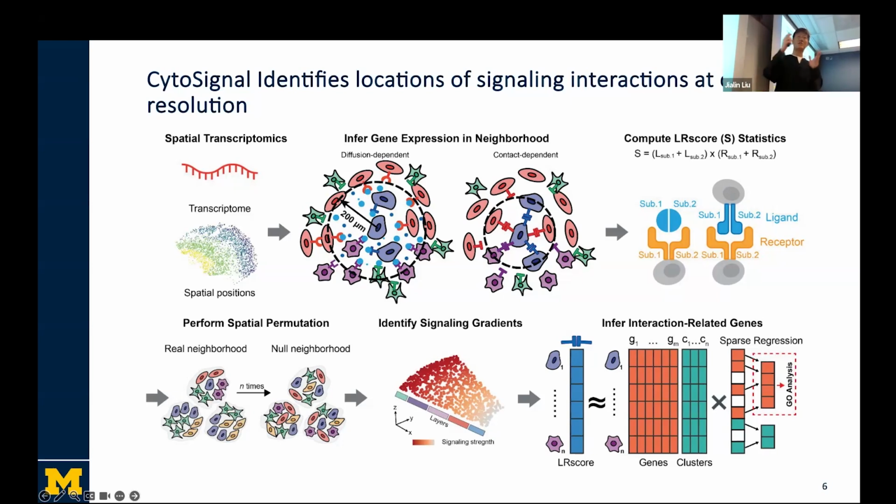Since we have a score for each interaction in each cell, we can easily identify some pretty obvious signaling patterns. It's similar to how you sometimes see patterns of a gene that is expressed only in a specific region of the tissue, and we can see the same thing for the interactions. And finally, since we have these cellular resolution scores, we can infer interaction-related genes, because I believe what biologists care about the most is that if you tell me interactions, I would hope you could tell me a bit more about what genes are related to that specific interaction. We enable that through a sparse regression.